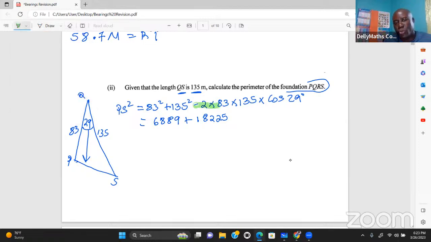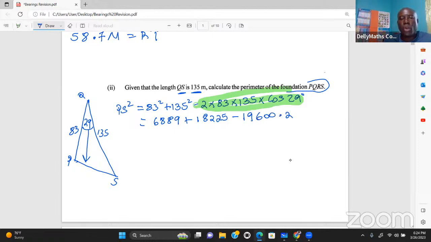Now, we're going to be putting all of this on our calculator one time. So the -2 times the 83 times the 135 times the cosine of 29 will be placed on the calculator right now, right? So we have to make sure we're not making any error. -2 times 83 times 135 times the cosine of 29 degrees. Make sure your calculator is in degrees, and we're going to get -19,600.2.